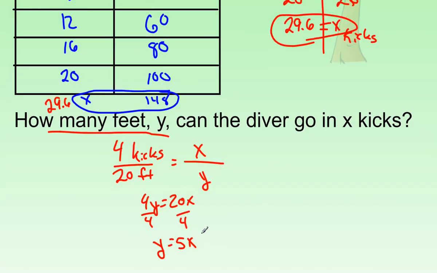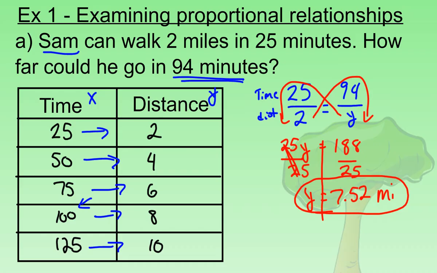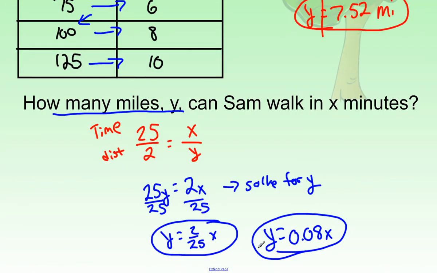Okay? So that's kind of what this is showing. This is showing the relationship between the number of kicks and the number of feet. This is showing the relationship between the distance, or say the amount of time, and how far he's gone. The amount of time and how far he's gone.